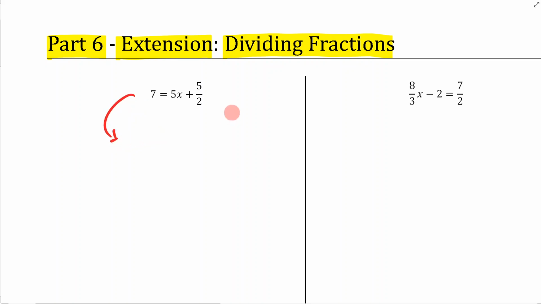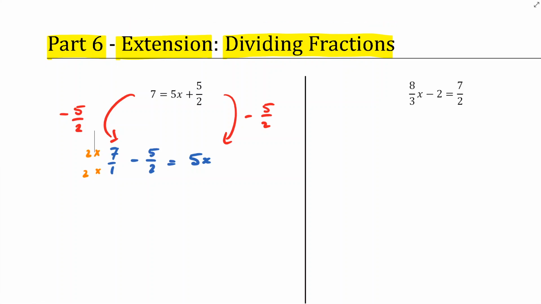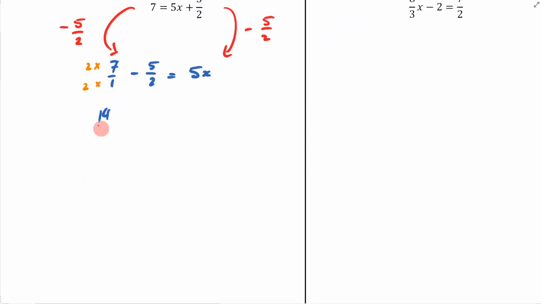All right, so the first thing that I'm going to do here is I need to get rid of this. So I'm going to minus 5 on 2 from both sides. Now, as soon as we do that, we're going to run into some issues, because I've got 7 minus 5 on 2 is equal to 5x. If you've watched the last part, you know that I'm going to turn this into 7 on 1 because that's the same thing. And now I'm going to times the top and bottom by 2 in order to get common denominators. So this is going to become 14 on 2 minus 5 on 2 is equal to 5x. And that means what I'm going to end up with here is 9 on 2 equals 5x.